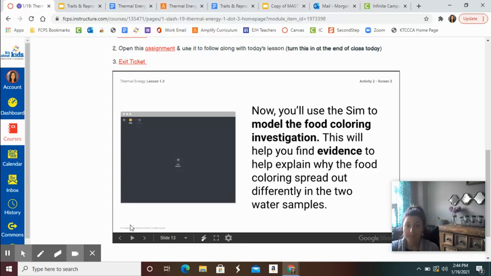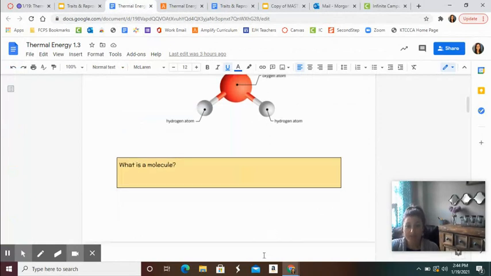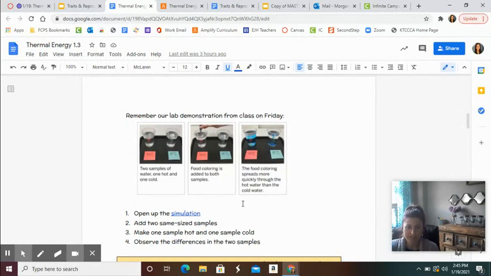And so what we're going to do now is we're going to use the simulation to kind of reference what we did on Friday and kind of get some further explanation. Because Friday was a short day and it was kind of a quick intro. And so today we're going to kind of break it down a little bit further and really dive into what happened with that. And so if you were not here on Friday or you just forget, we had our 2 samples of water. We had one hot and one cold, and we put food coloring in both of them.